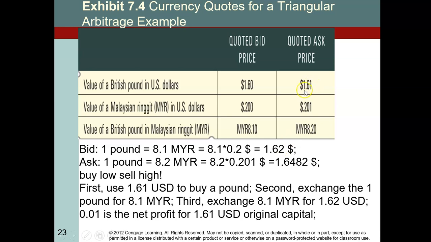We can use this $1.61 to buy a pound, exchange it to MYR, and then exchange it to US dollar. So the original purchasing price is $1.61, and the final selling price for this pound in US dollars would be $1.62. The gap between these two is $0.01, which is the net profit for us using the triangular arbitrage opportunity here.